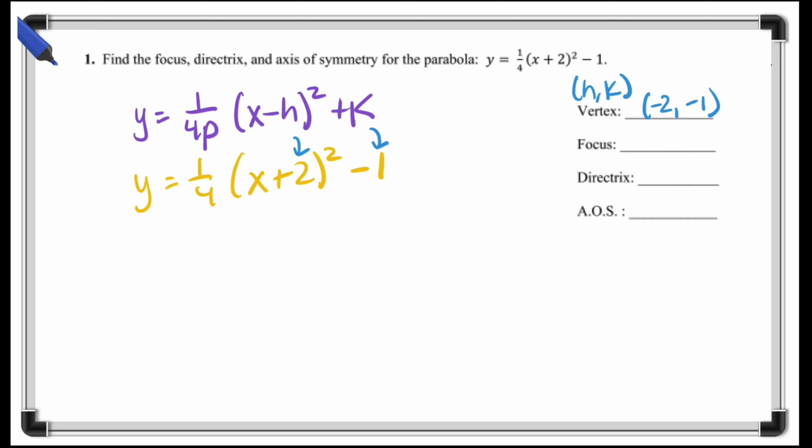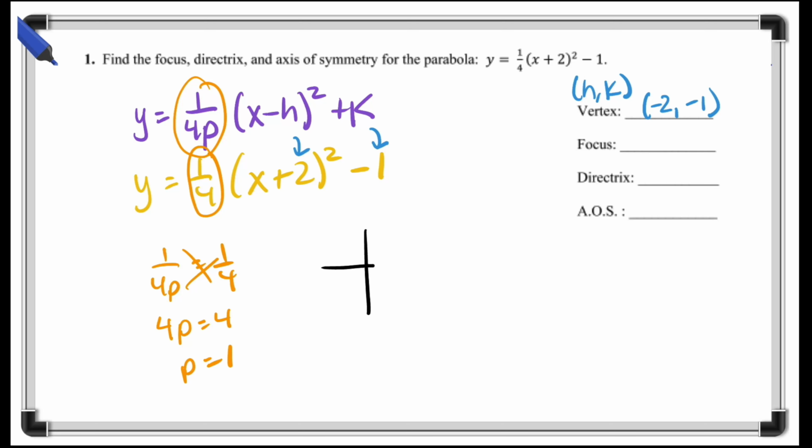Now, to find the focus, remember we're going to look at p, and p is the distance between the vertex and the focus. So to find our focus, we're going to connect these two pieces of our formula together. We have 1 over 4p is equal to 1/4. If we cross multiply, you get 4p is equal to 4, and then p equals 1.